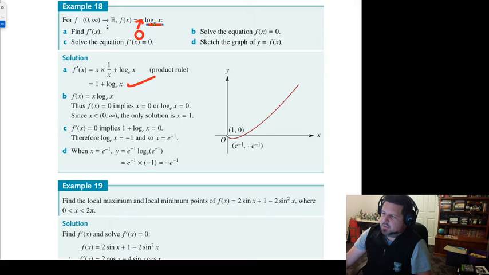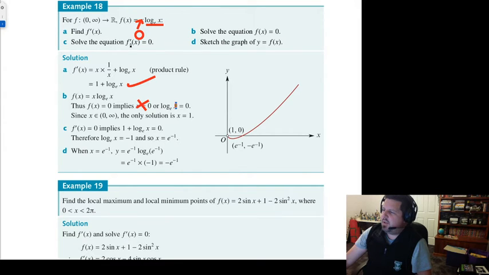However, the domain is restricted between 0 and infinity. So in this particular case, the only solution that's possible, obviously not x equals 0, is x equals 1. Yep, log e of 1 is equal to 0. Cool, so we've got that one.